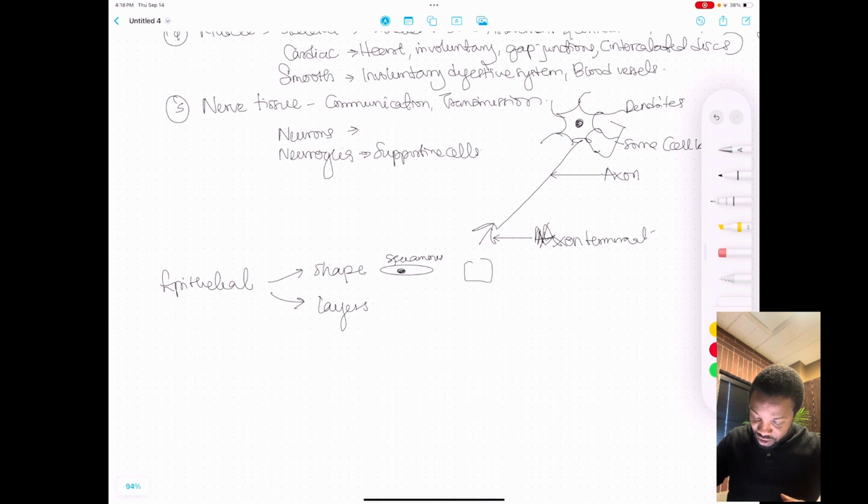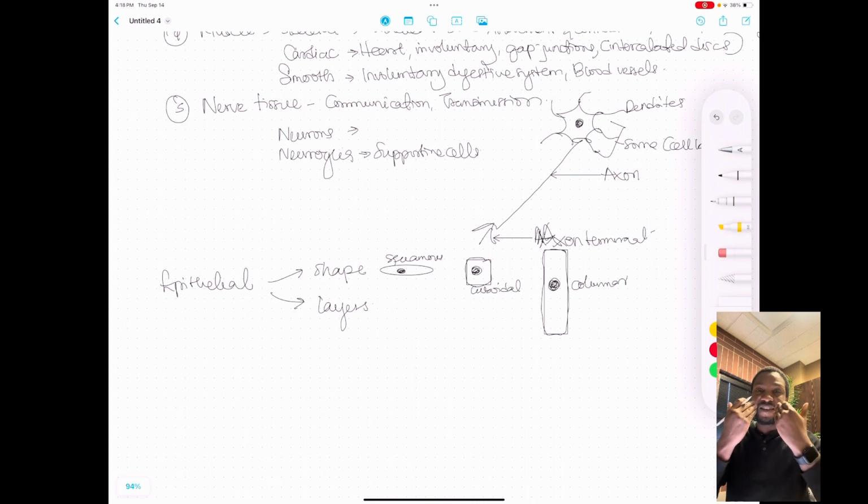You've got cube, which is called cuboidal, and then you've got this one, which has a column, which is columnar. So we've got squamous, cuboidal, columnar. Every epithelial tissue, all the cells that line different parts of your body, from your gut to your skin to your blood vessels, are either squamous, cuboidal, or columnar.